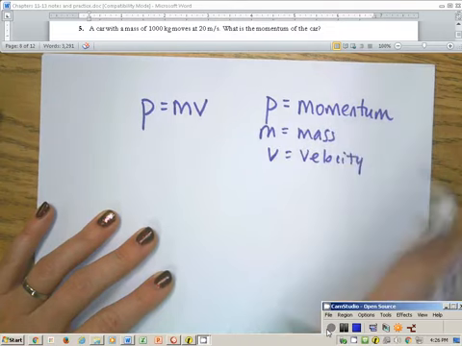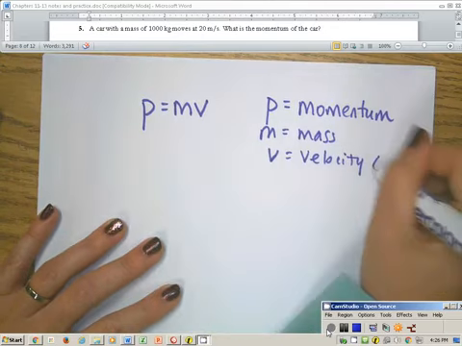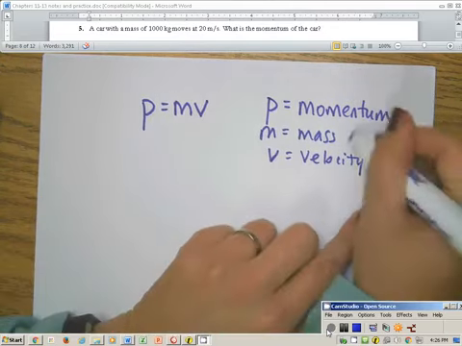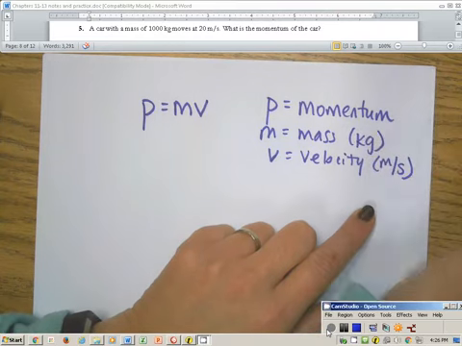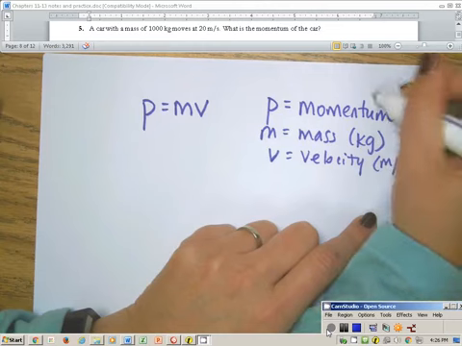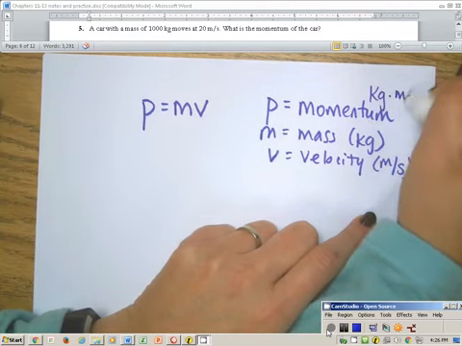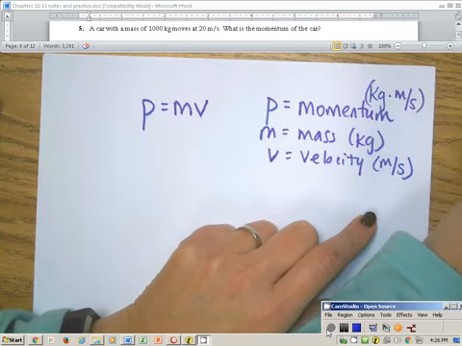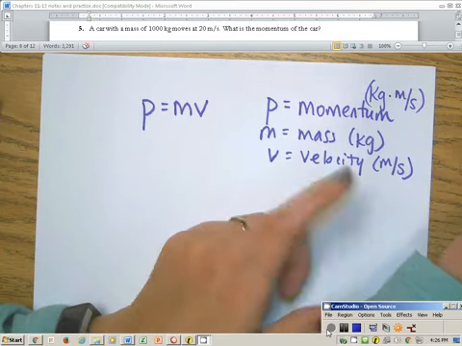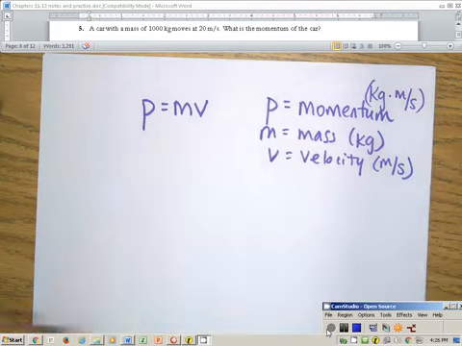We need to know the units of these things to make our lives easier. Velocity needs to be in meters per second. Mass needs to be in kilograms. And the unit of momentum, once these two things are had, will be kilograms times meter per second. It's kind of weird, but again, it's kind of like the P standing for momentum. It is what it is. So here's how we're going to use it.